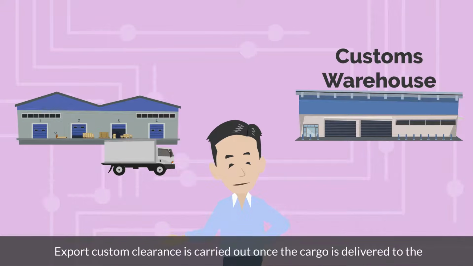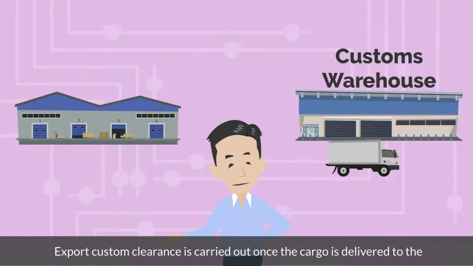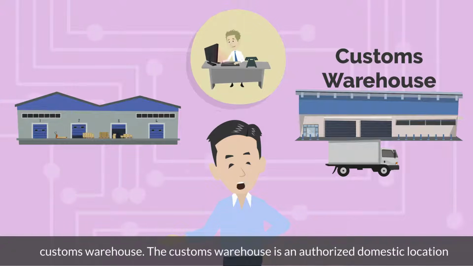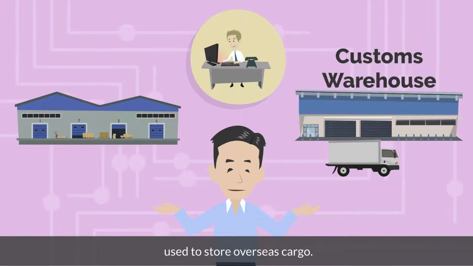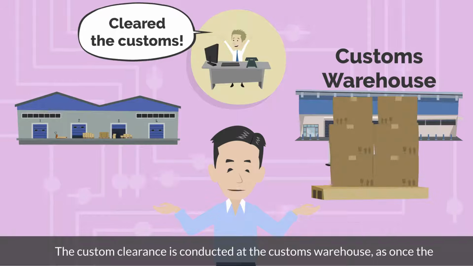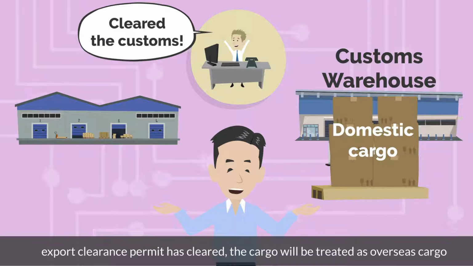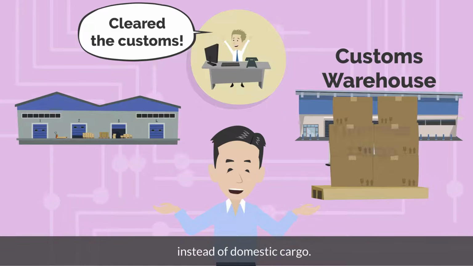Export customs clearance is carried out once the cargo is delivered to the customs warehouse. The customs warehouse is an authorized domestic location used to store overseas cargo. The customs clearance is conducted at the customs warehouse, as once the export clearance permit has cleared, the cargo will be treated as overseas cargo instead of domestic cargo.